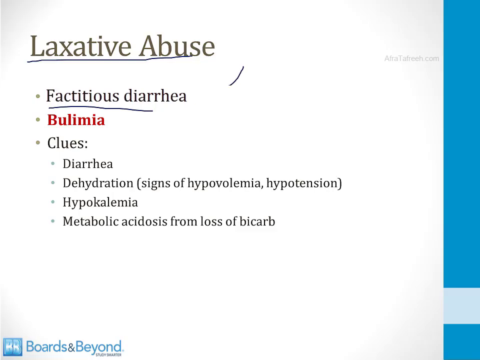You will also sometimes encounter this in patients who have bulimia and who are trying to lose weight. The clues to laxative abuse include diarrhea and dehydration. You may also see hypokalemia, and you may also see metabolic acidosis from the loss of bicarb. All of these are things you can also see with diarrheal illnesses, but you should suspect it if you have someone with no obvious cause for diarrheal illness who has a reason to potentially be abusing laxatives.